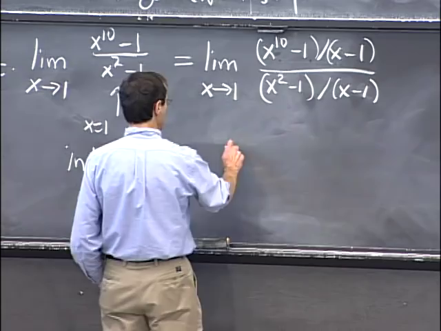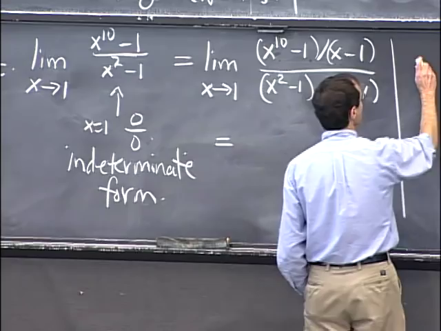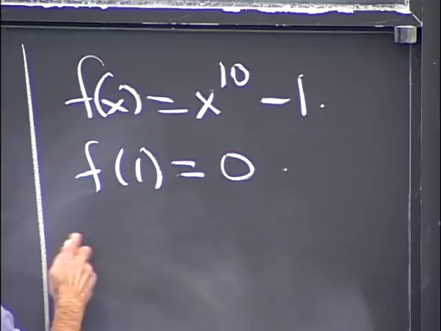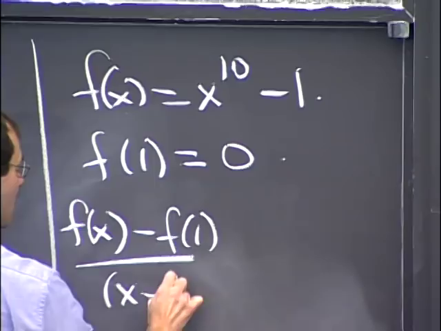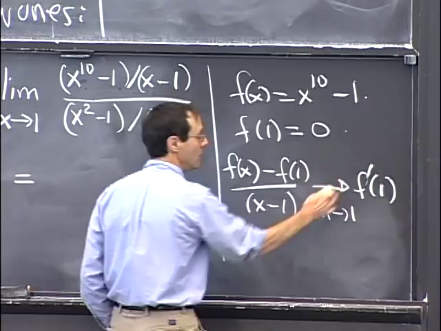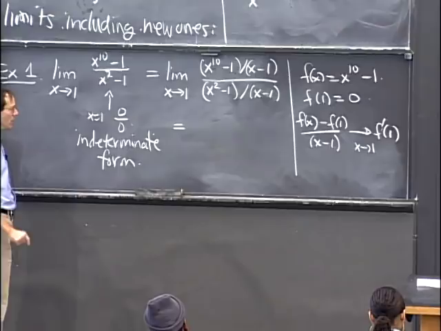So the idea is that this is actually equal to, in the limit, let's just study one piece of it. So if I have a function f of x, which is x to the 10th minus 1, and the value at 1 happens to be equal to 0, then this expression that we have, which is in disguise the difference quotient, tends to, as x goes to 1, the derivative, which is f prime of 1. That's what it is. So we know what the numerator goes to, and similarly, we'll know what the denominator goes to.